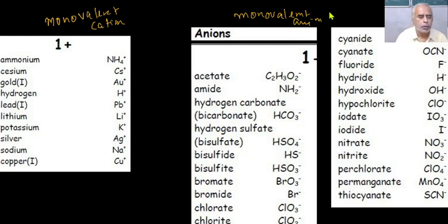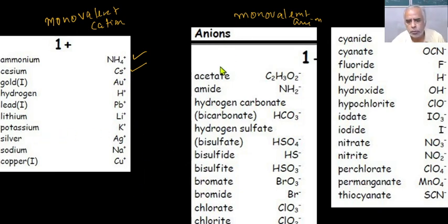So here we have ammonium, NH4 plus. This is known as ammonium. Cesium, Cs plus. So almost all metals and some combinations of elements or groups of elements like ammonium may have plus charges, and their oxidation number is +1. Likewise, gold plus, hydrogen plus, lead plus, lithium plus, potassium plus, etc.